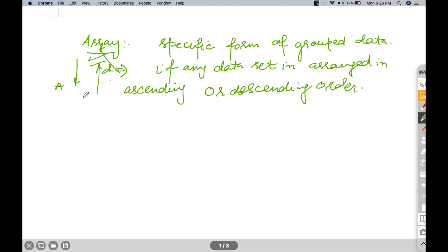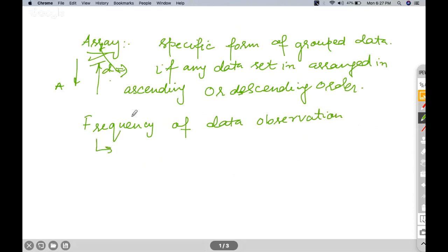Now the next thing is frequency of data observation. And this is very important, guys. Focus here. Frequency of data observation. It is the number of times an observation occurs.